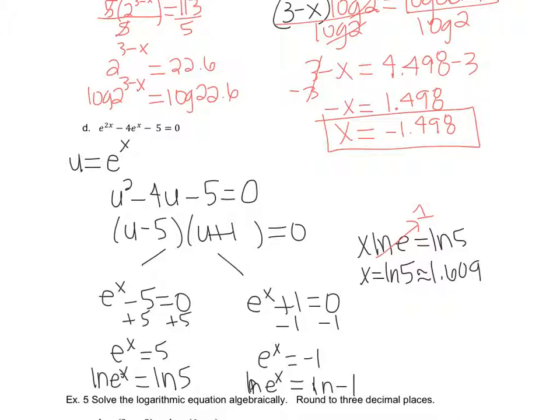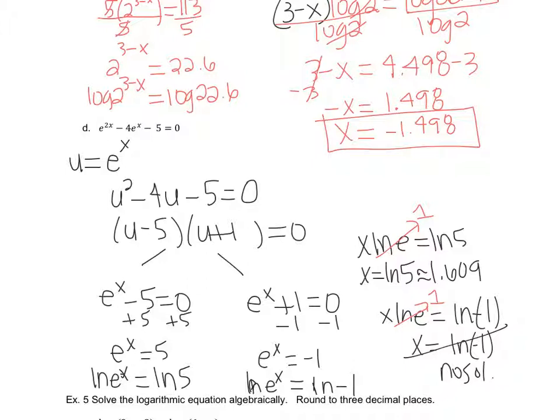And now we're going to do the same for the other one. So what I've got is x ln of e equals ln of negative 1. So this goes to 1. So then what we have is x equals ln of negative 1. And when you plug ln of negative 1 into your calculator, you will see that it will give you an error, non-real answer. We can never take the log of a negative number. So this one is going to be no solution.